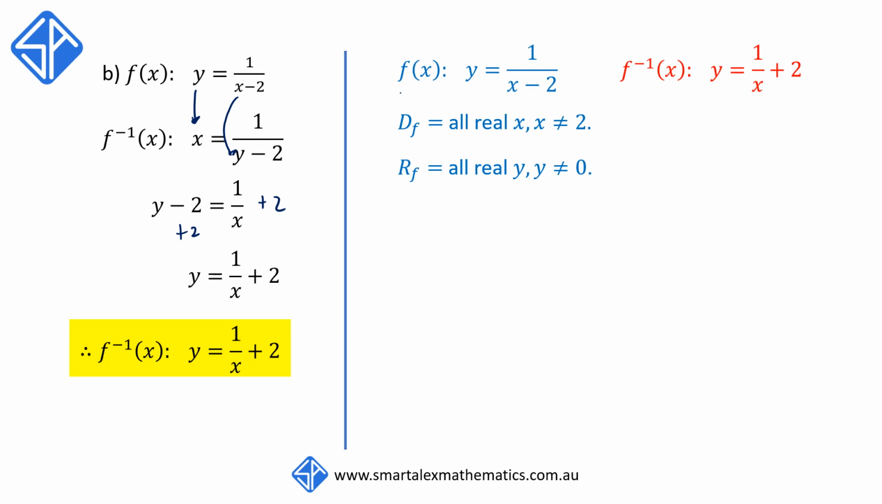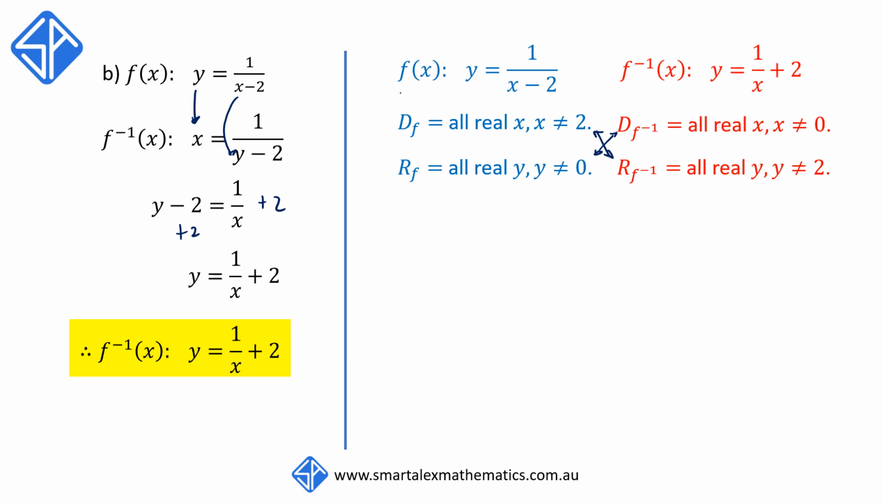For the inverse function, we have the equation y is equal to 1 on x plus 2. Again, this is a hyperbola. The domain of the inverse function is going to be all real x with x not being equal to 0. And the range of our inverse is going to be all real y, y can't equal 2. And we see here that the domain of the function f is equal to the range of the inverse and vice versa.